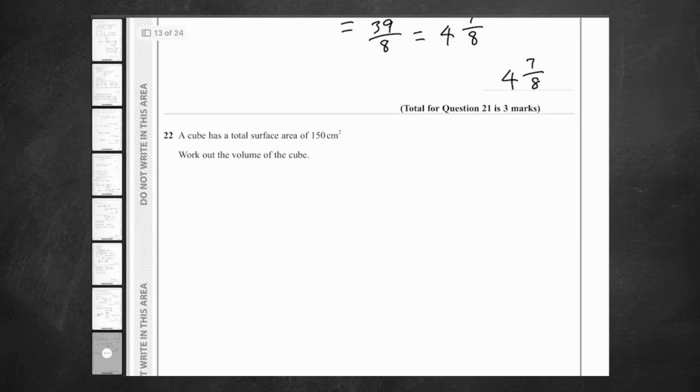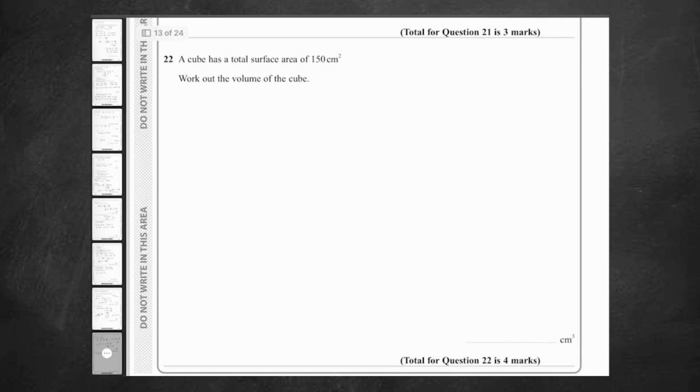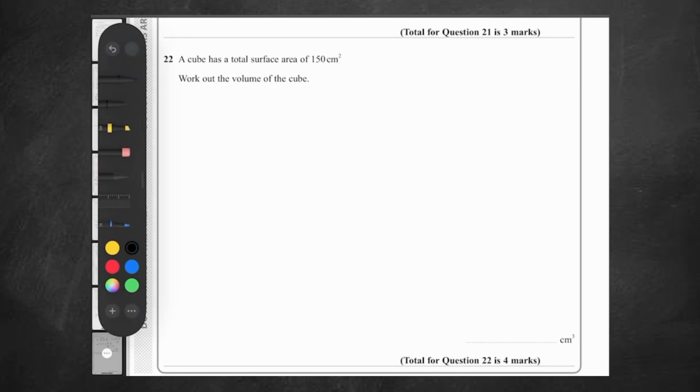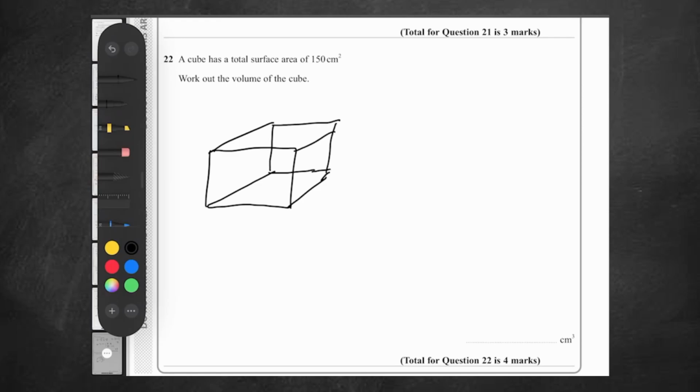Let's keep going. Question 22. A cube has a total surface area of 150 centimeters squared. Work out the volume of the cube. So we'll draw a quick cube. Apologies if my drawing is terrible. It's going to be about there. Almost there. There we go.